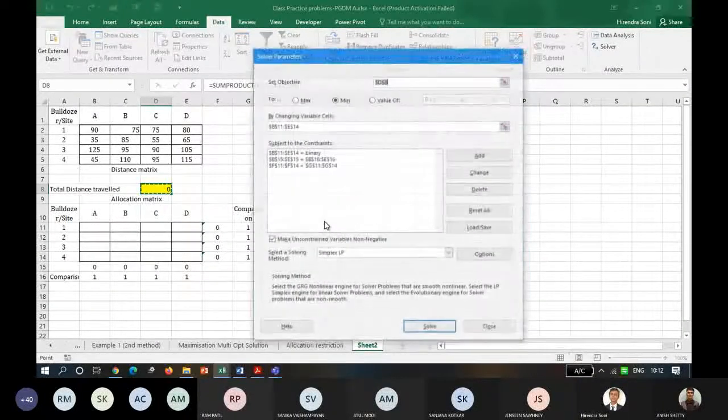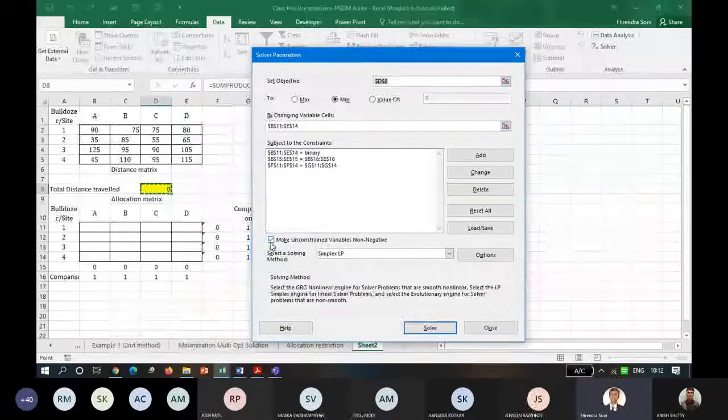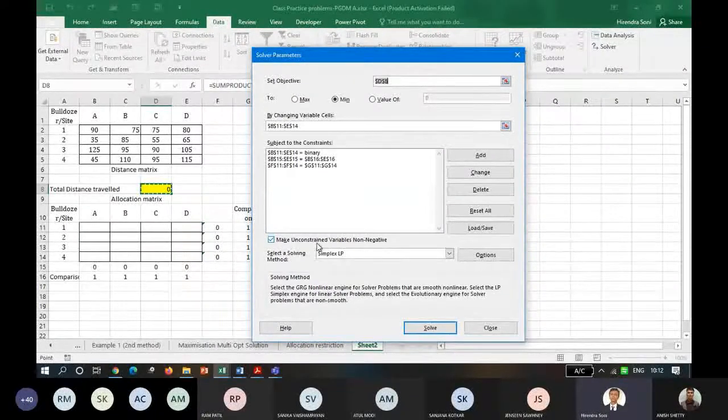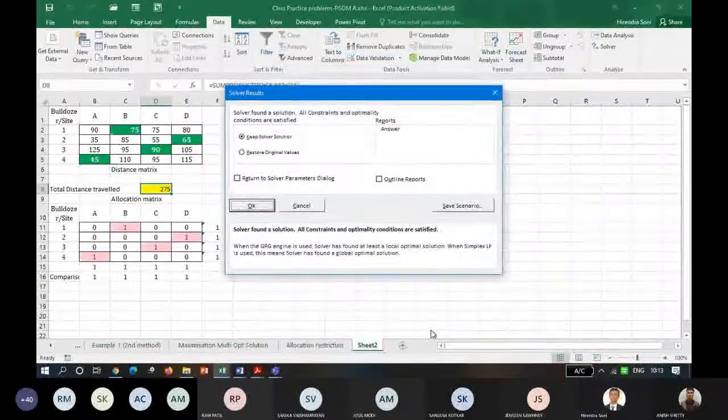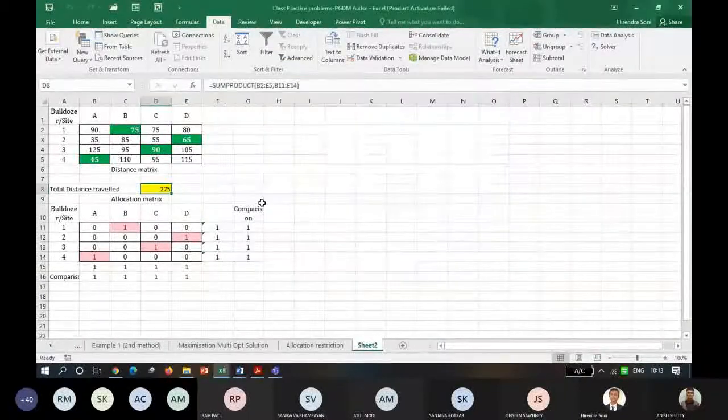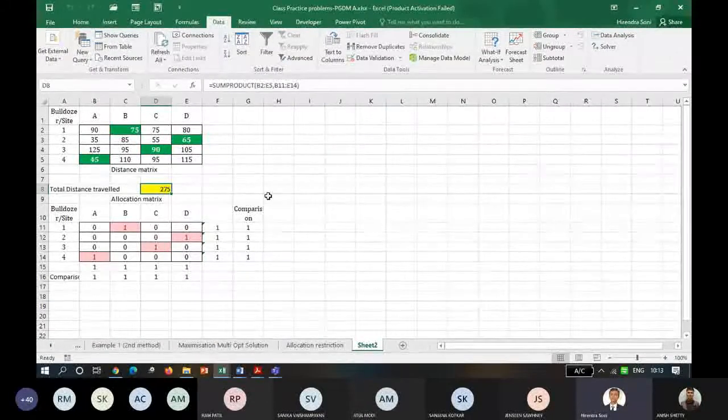Okay. After that, just ensure that this is tick mark. That means all the values in these cells have to be either 0 or greater than 0, but cannot be negative. So make unconstrained variables non-negative. That means either 0 or positive. And select the method simplex LP and click on solve. Okay. यहाँ तक ओके है? क्लियर?